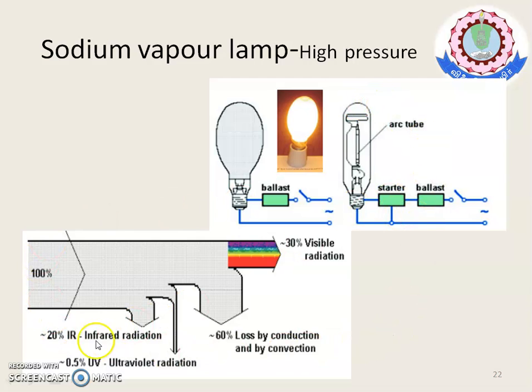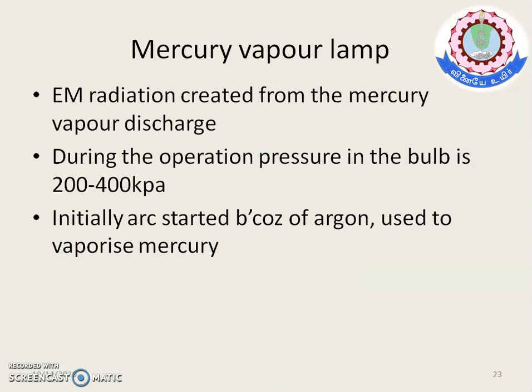And with respect to the high pressure sodium vapor lamp, 20% becomes infrared, 5% becomes ultraviolet radiation, 60% causes a loss, that is conduction losses, and 30% is visible radiation. That's why these lights occupied the street lights in the earlier days compared to your incandescent lamps and fluorescent lamps. And next is the mercury vapor lamp.